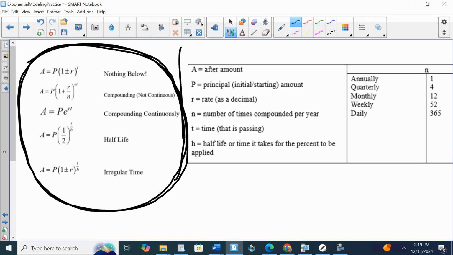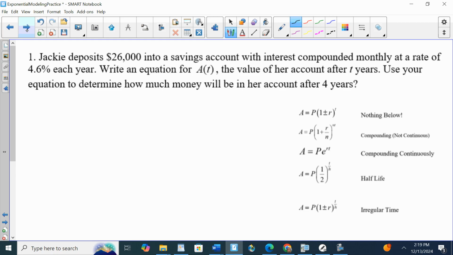This is what everything means, but you need to know these formulas and when to use them. That's what today is. So, number one, I'm looking for keywords and phrases. I'm looking for compounding. I'm looking for continuously. I'm looking for half-life. I'm looking for irregular time. Again, irregular time meaning that it's increasing by a certain percent every 2 years, every 3 seconds, not every 1 year, every 2.5 or some type of irregular time.